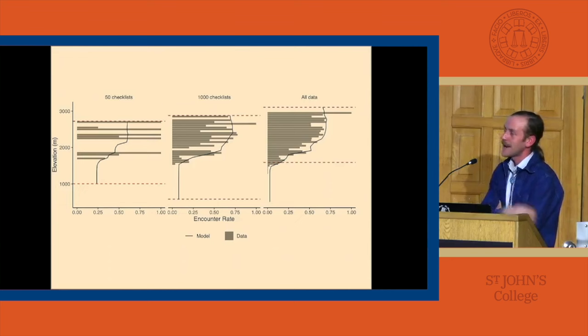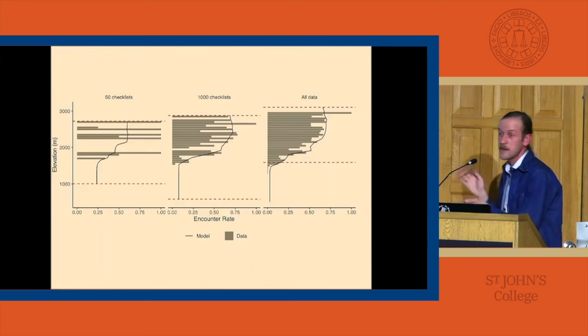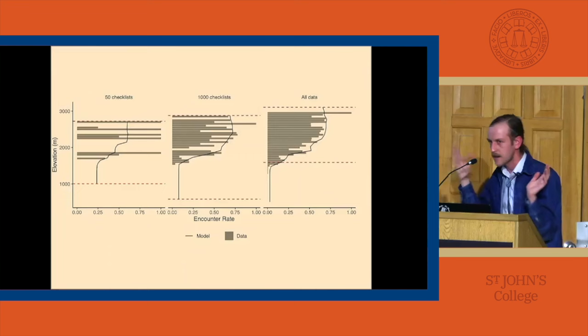And as a result of this, your inference of where they live on a mountainside is going to depend on how much effort you spend searching for them, but you may never know exactly where they're found. So these are just those records from those juncos again, and I've divvied them up into different chunks. The first is a random sample of 50 checklists. Checklists are the basic unit of eBird. Then we have 1,000 checklists, and then we have all the data.